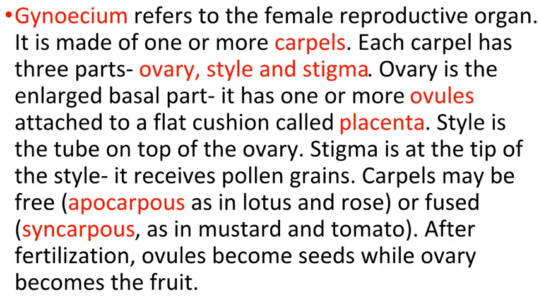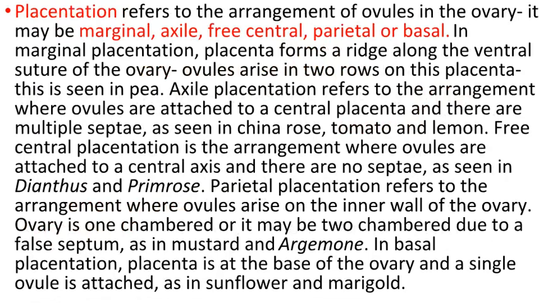It receives pollen grains. Carpels may be free, apocarpous, as in lotus and rose, or fused, syncarpous, as in mustard and tomato. After fertilization, ovules become seeds while ovary becomes the fruit. Placentation refers to the arrangement of ovules in the ovary. It may be marginal, axile, free central, parietal or basal.